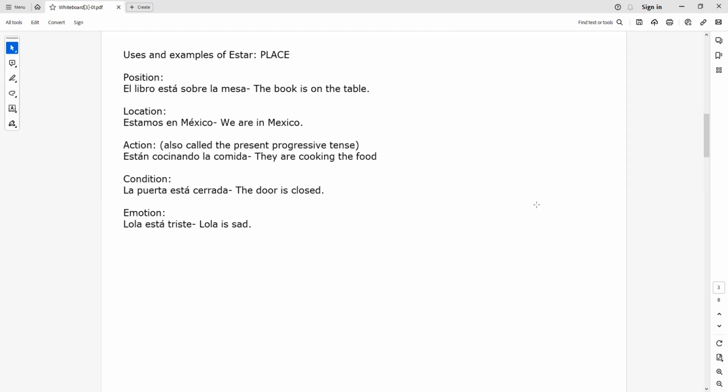So you can pause the video at this point, or you can go back to ser and make a comparison. You can look at the examples.